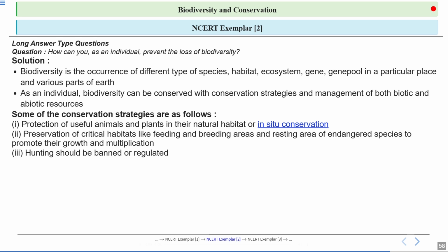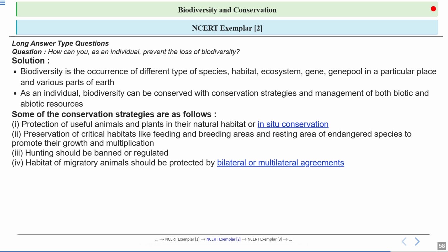Now, hunting should be banned or strictly regulated to protect wildlife populations and maintain ecological balance. Many animal species are hunted for their body parts, sport, or habitat destruction, which can lead to their endangerment or extinction. Regulating or banning hunting helps preserve biodiversity, ensures food chains remain intact, and prevents human interference in natural ecosystems.